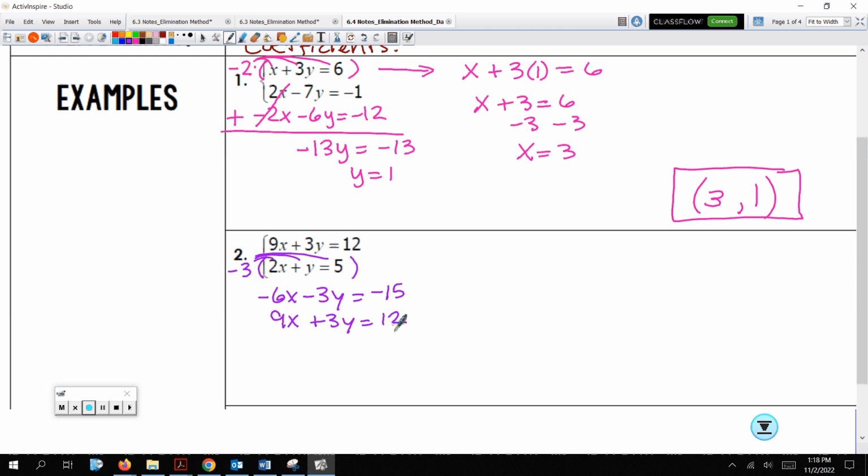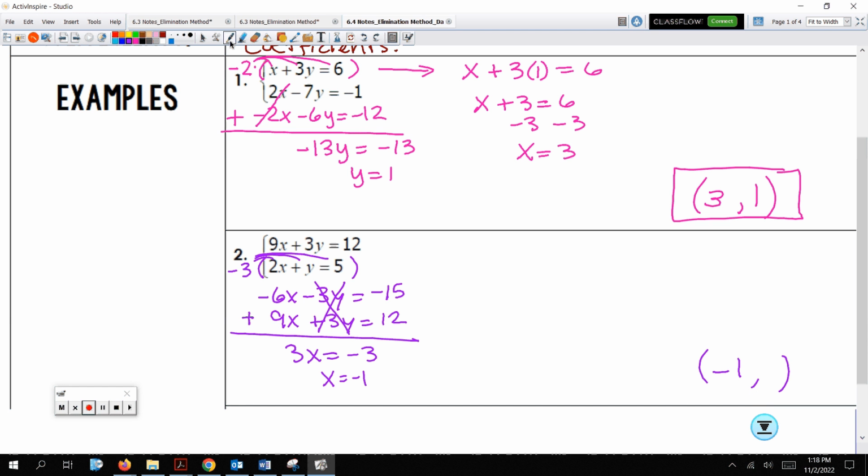Now I'm ready to eliminate. Y is gone. See you later, y. Negative 6 plus 9 is positive 3. Negative 15 plus 12 is negative 3. That gives me x is equal to negative 1. All right, that's my x coordinate. I'm okay with that.